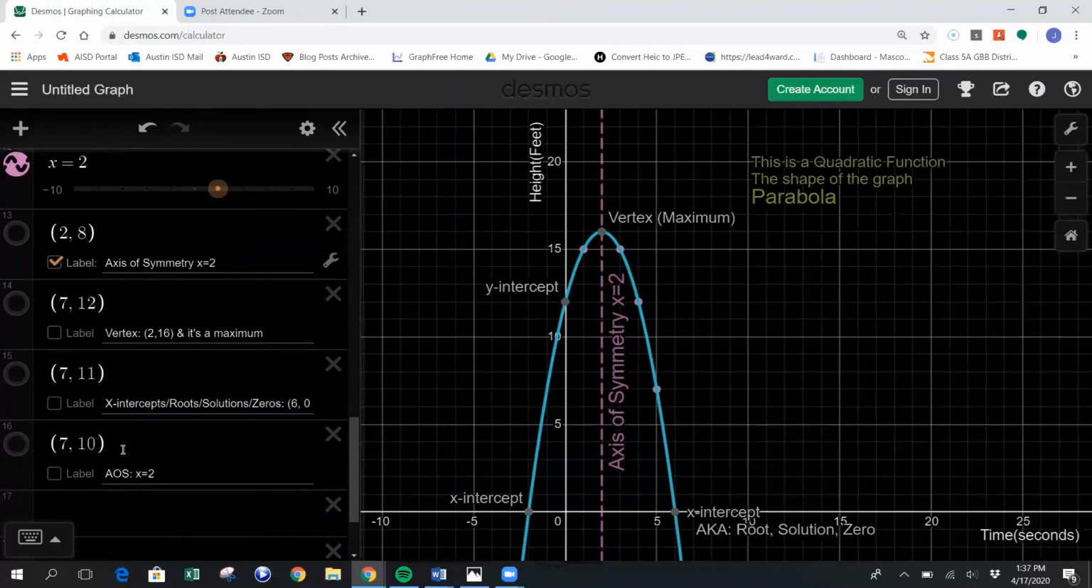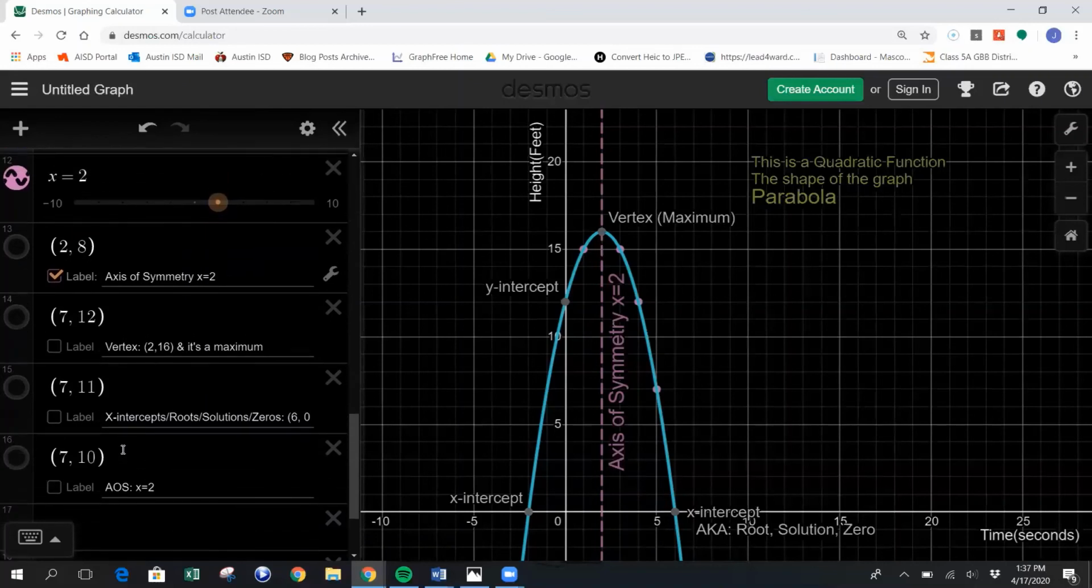Now, the only other thing we need to do is summarize everything new that we learned. So we already knew y-intercept, we already knew x-intercept. The things that were new: we learned that the vertex of this graph is the top point. It's at 2, 16, and it's a maximum. We learned that this graph has x-intercepts. It has 2 of them. They are also called roots, solutions, or 0s. They are 6, 0, and -2, 0, here and here.